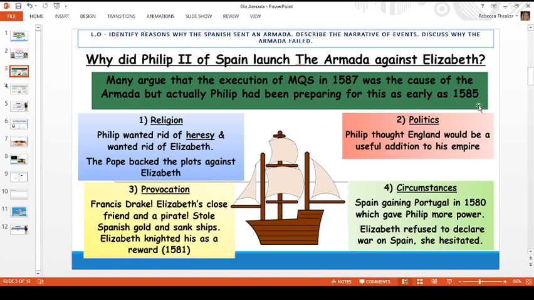We know this because Philip had been building his boats as early as 1585. That's 2 years before Mary was executed. So he certainly didn't prepare the Armada because Mary was executed, because otherwise he'd have to have a magic crystal ball to be able to predict that she was going to be executed. But he did use that as a bit of an excuse. But actually, these are the 4 main reasons. So I'd like you to get these down for me, please, as I talk you through them.